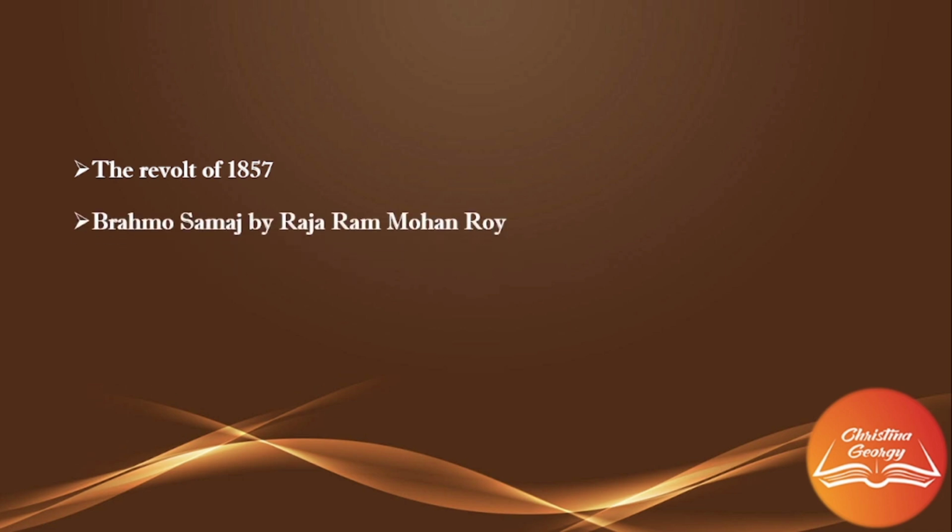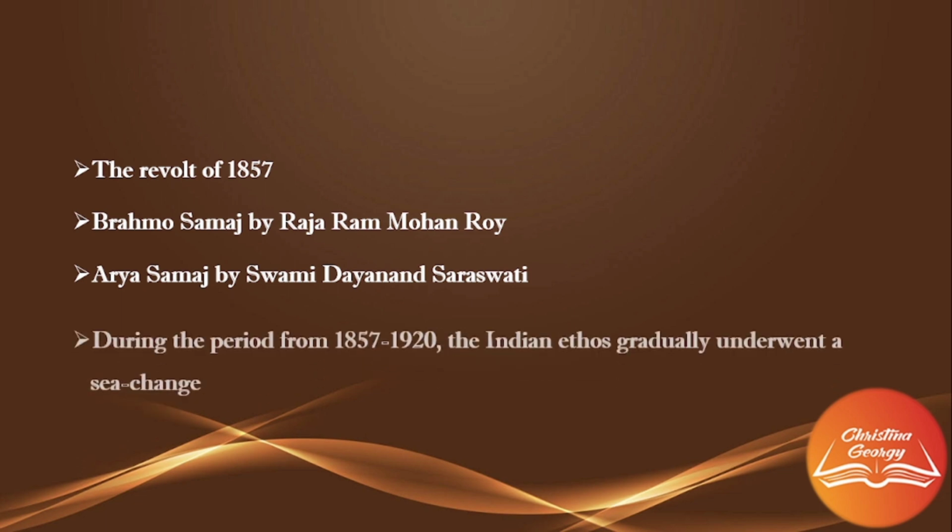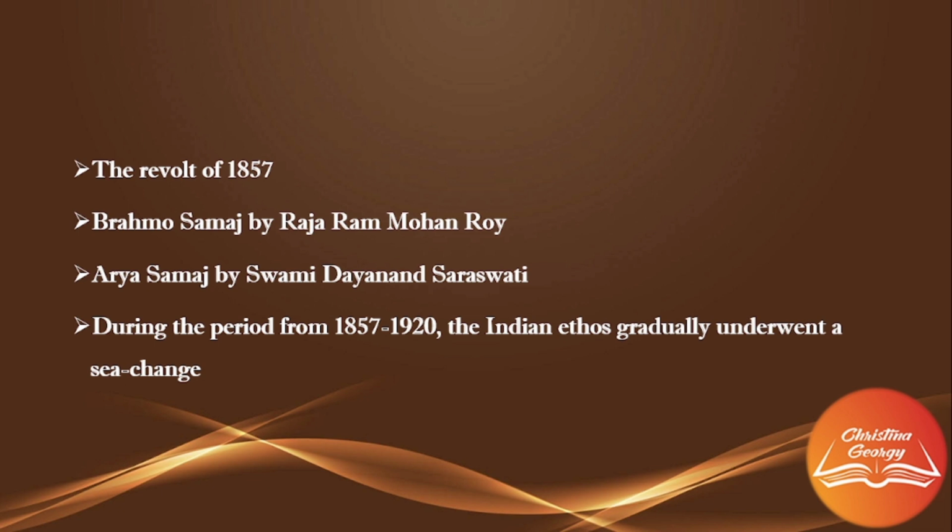Moving on to the geopolitical scenario of the era. The revolt of 1857 happened during this time. The Brahmo Samaj by Raja Ram Mohan Roy got its foundation during this time. Arya Samaj by Swami Dayanand Saraswati also got formulated during this era, and it was during this period from 1857 to 1920 that the Indian ethos gradually underwent a sea change. This simply means that there happened a huge transition in the Indian socio-cultural and political scenario, and all these reflected in literature as well.